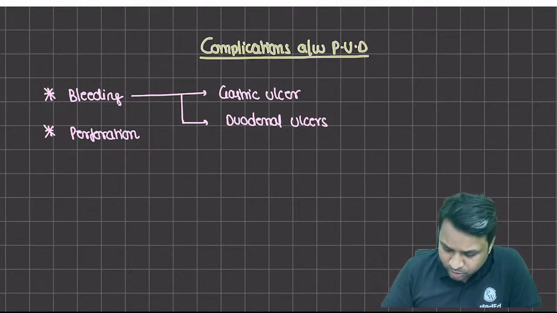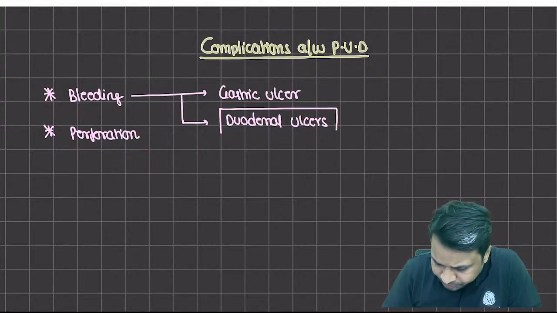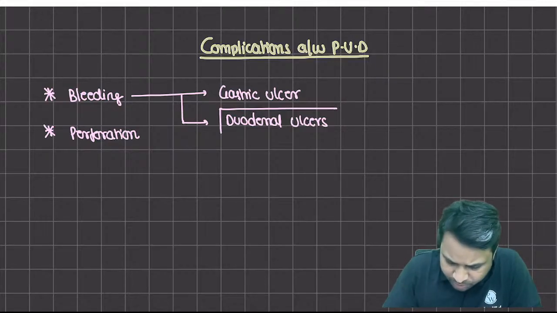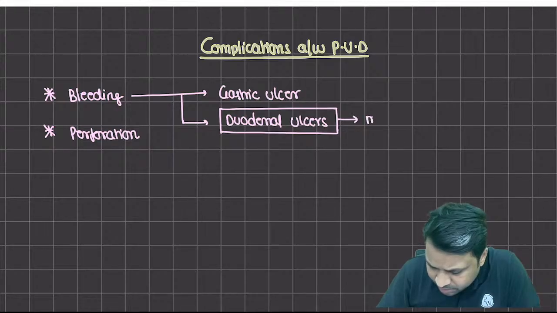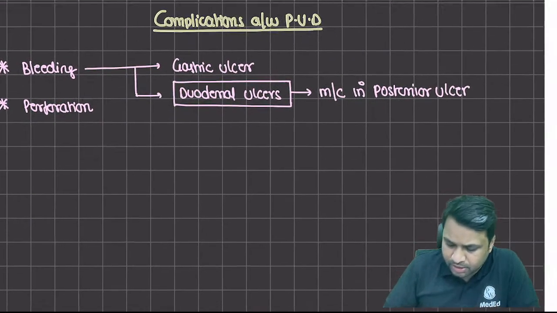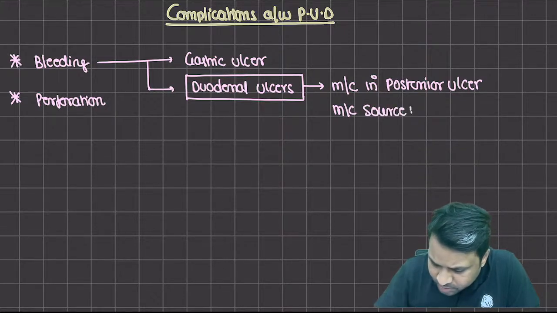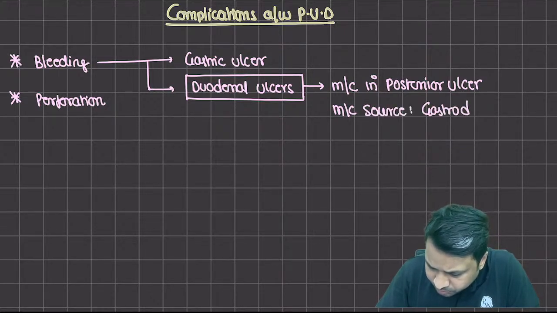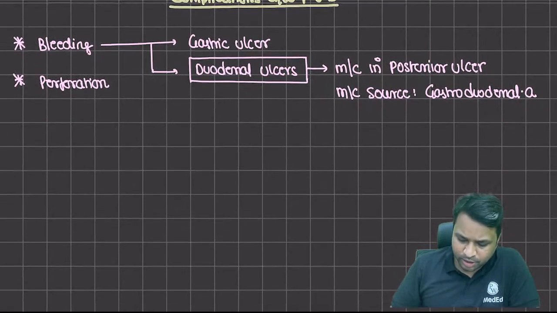When it comes down to duodenal ulcers per se, you need to understand that it is the posterior ulcers that usually bleed. So in duodenal ulcers, the bleeding occurs more commonly in a posteriorly situated ulcer, and the most common source of bleeding is going to be the gastroduodenal artery.